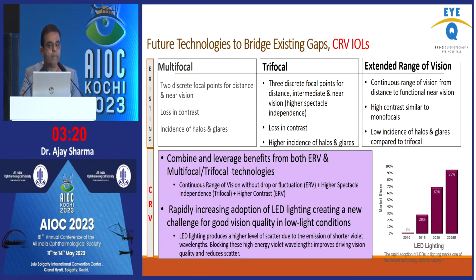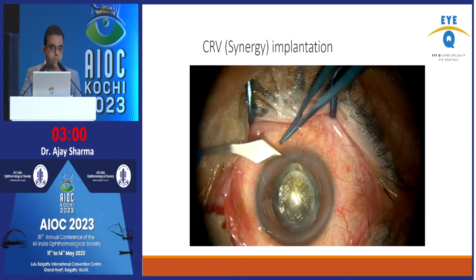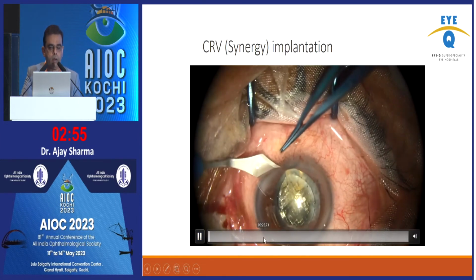These are continuous range of vision IOLs, a combination of a trifocal and an extended range of vision IOL. They have been combined, and they leverage benefits from both EDOF and multifocal or trifocal technologies. So they give us a continuous range of vision without drop-off or fluctuation, plus higher spectacle independence. This Synergy is one of the lenses which is being used by me.